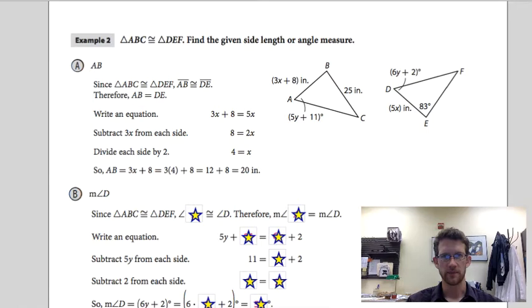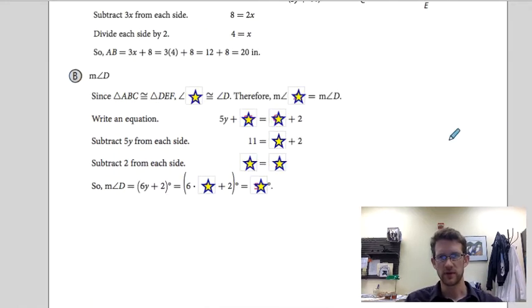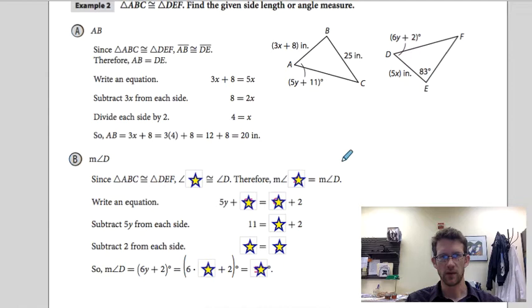Here's an application. Similar to the last one, they're just going to throw in a little bit of algebra here. So we need to find the measure of angle D. And angle D is over here. It's given as 6y plus 2. And the corresponding angle to angle D is angle A, which is 5y plus 11. So therefore, we can say that 5y plus 11 is equal to 6y plus 2 because the measurements are the same.